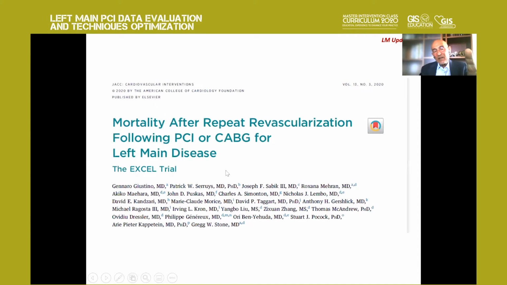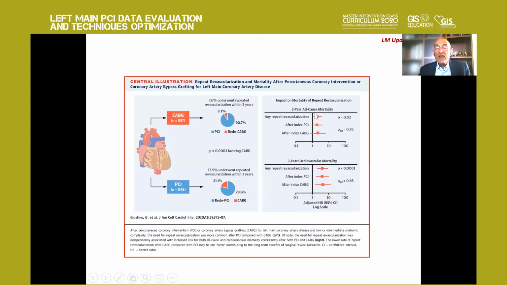And it is very important, this publication coming just 2 or 3 months back, from the Excel study, showing that all-cause mortality at 3 years is not different between CABG and PCI. What is different is that in both groups, repeat revascularization will be associated with more mortality. So what we should try to do is to reduce repeat revascularization, whether with surgery or with PCI.